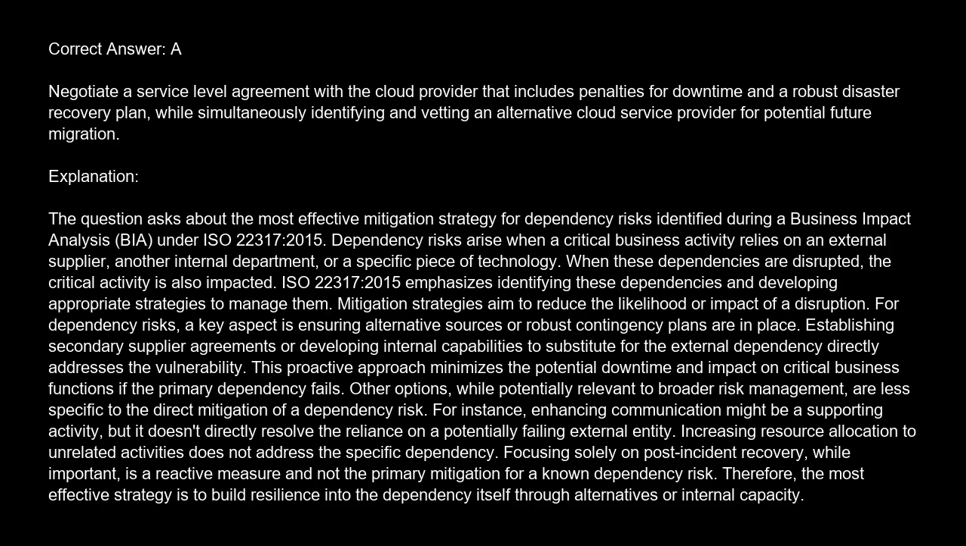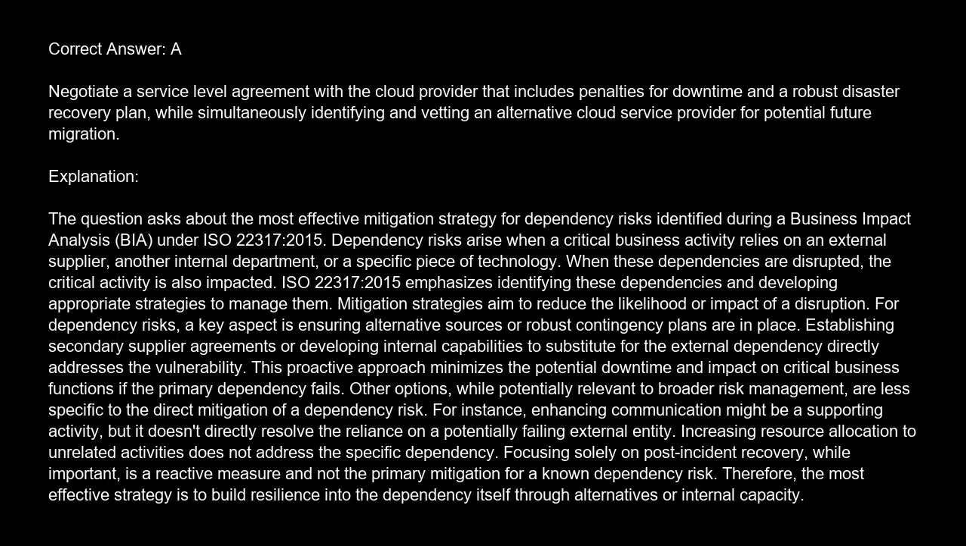The correct answer is A. Negotiate a service-level agreement with the cloud provider that includes penalties for downtime and a robust disaster recovery plan, while simultaneously identifying and vetting an alternative cloud service provider for potential future migration. Explanation. The question asks about the most effective mitigation strategy for dependency risks identified during a business impact analysis, BIA, under ISO 22317-2015. Dependency risks arise when a critical business activity relies on an external supplier, another internal department, or a specific piece of technology. When these dependencies are disrupted, the critical activity is also impacted.